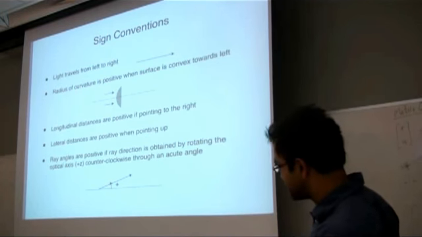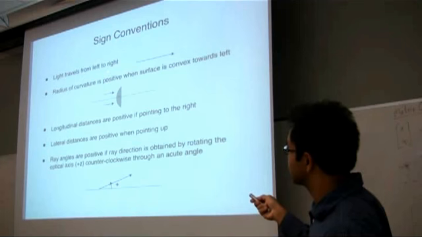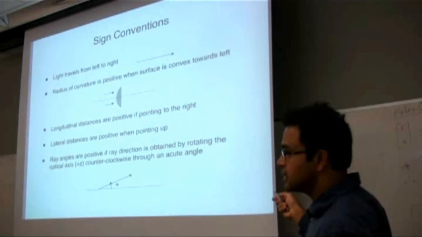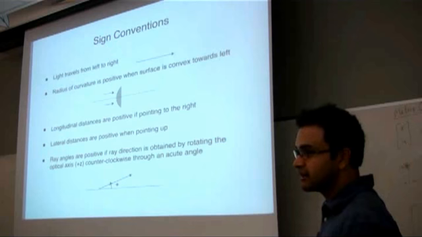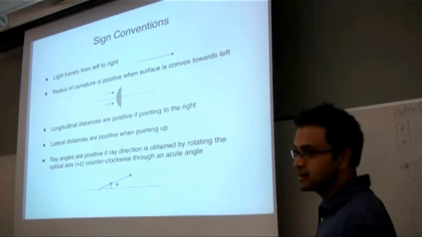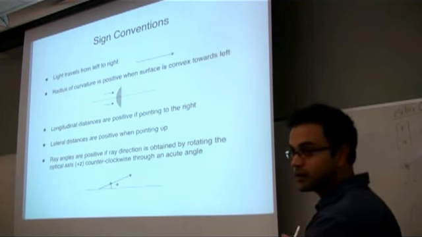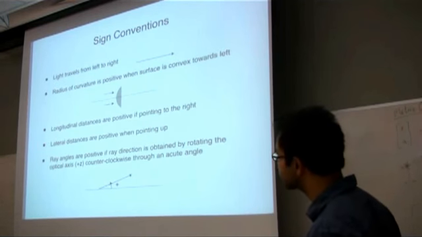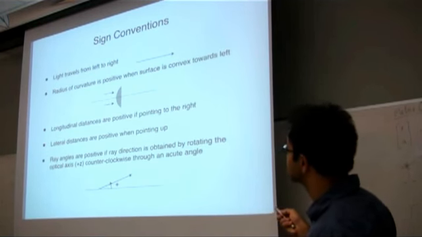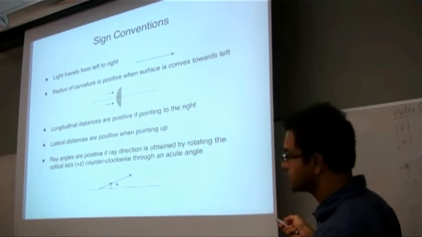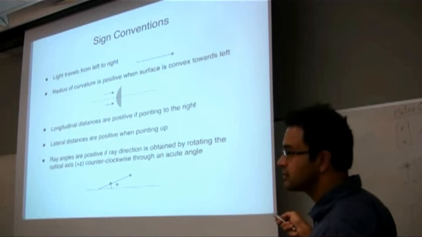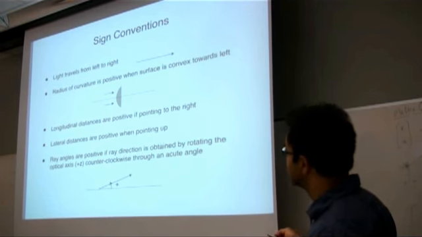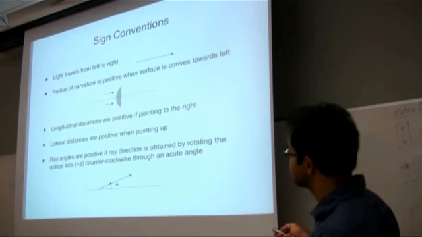Anyway, for the purposes of these slides, we will assume the light is always traveling from left to right, which means that we'll measure distances from left to right. So if we say negative distance, that has a different connotation, which means that the light is actually traveling from right to left. Okay, and that will become apparent when you have mirrors. We will talk about mirrors, but we haven't yet. Radius of curvature is positive when the surface is convex towards the light, or towards the left in this particular case, so that's assumed a positive radius of curvature. But if I have that, that's negative. Okay. Longitudinal distance is positive pointing to the right, which is what I just said.